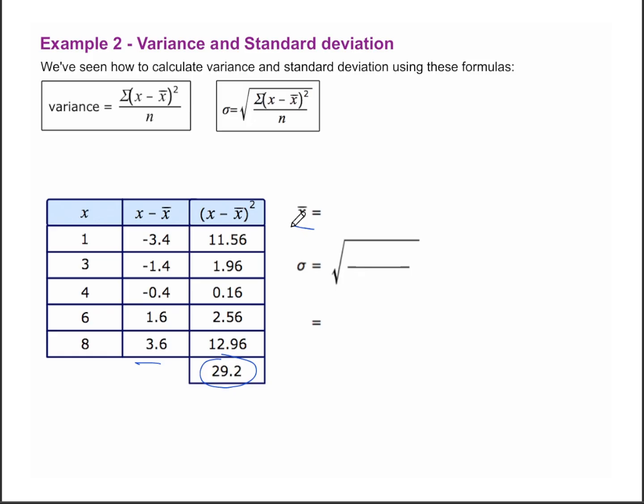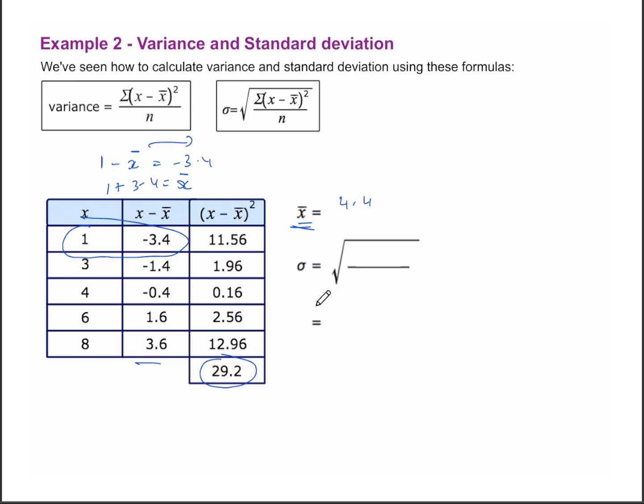And we're told to find the mean. The mean we can find through just the first row, where they say 1 minus x bar is equal to negative 3.4 as per this data. What we get out of this is that 1 plus 3.4 is equal to x bar, which tells us that our x bar is 4.4.